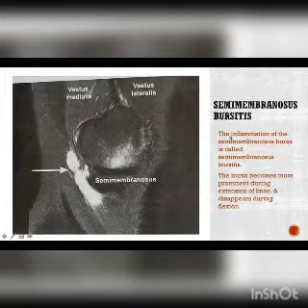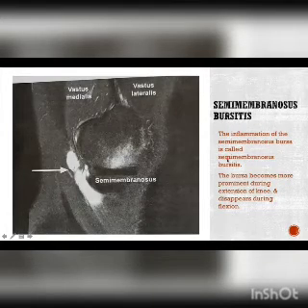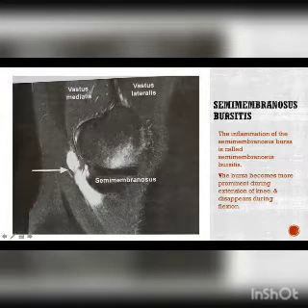Semimembranosus bursitis. The inflammation of the semimembranosus bursa is called semimembranosus bursitis. It occurs as the semimembranosus bursa on the medial side gets inflamed, whereas it is different from the Baker's cyst, which appears in the midline. The bursa becomes more prominent during extension of the knee and disappears during flexion. See, this is called semimembranosus bursitis, which occurs on the medial side of the knee.